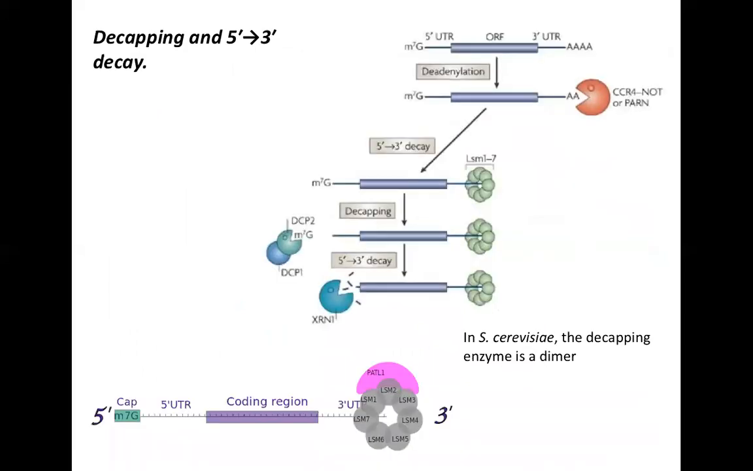While in case of 5' to 3' degradation, after removal of the poly-A tail, LSM proteins bind to the constitutive heptamer, which binds at the 3' UTR. It recruits PAT-L1, which is an mRNA decay factor. This PAT-L1 then recruits DCP1, DCP2 complex, which removes the cap. And after the cap is removed, XRN1 starts destroying the mRNA molecule from 5' end towards the 3' end. This is how deadenylation-dependent mRNA decay is carried out.